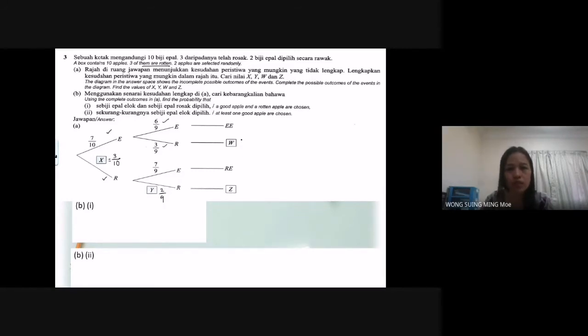Okay. Good condition, second apple rotten. So what is the outcome here? Here is E, R. Okay. So here, first apple rotten, second apple in good condition. So R, E. Then first apple rotten and second apple also rotten. So R, R.